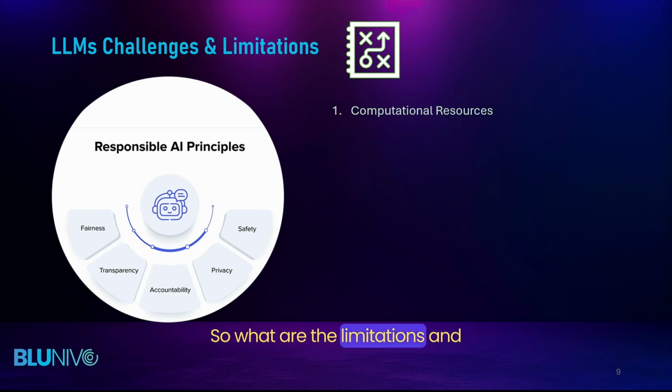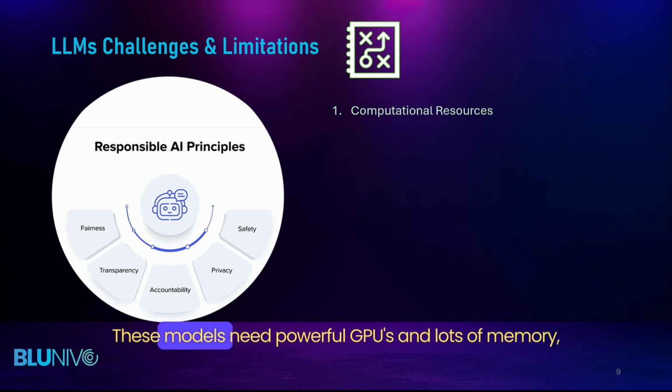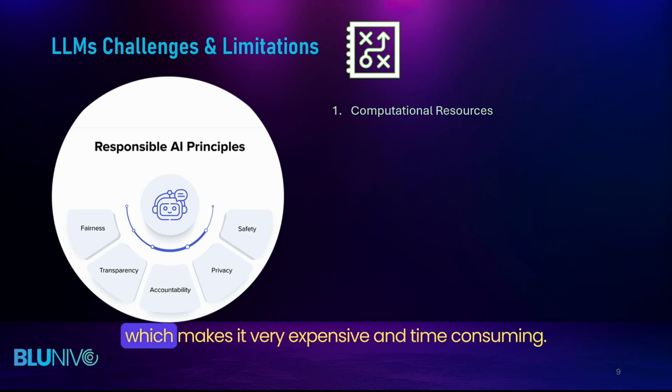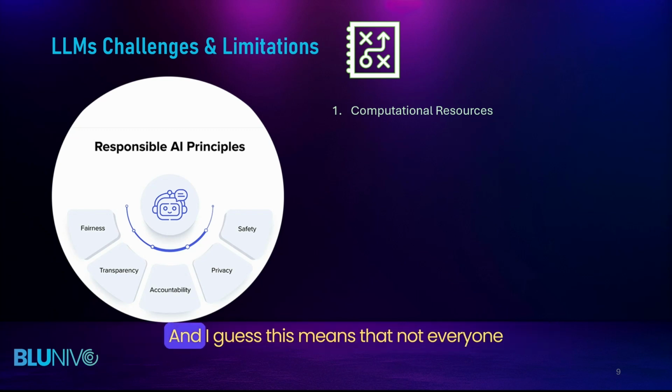So what are the limitations and challenges that we have with LLMs? First off, LLMs need a lot of computational power, and training these models needs powerful GPUs and lots of memory, which makes it very expensive and time consuming. And I guess this means that not everyone can easily access or use these advanced models because they need a lot of resources.